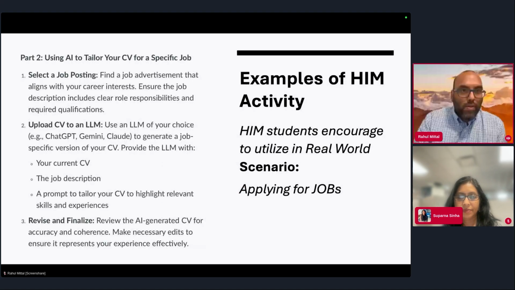We haven't just stopped there. What we've done now is, even when they're writing a CV, we're encouraging them to take a job advert that they're applying for and put in their CV, which we've helped them refine, to tailor it to highlight relevant skills and experience, and use it to apply for future jobs.